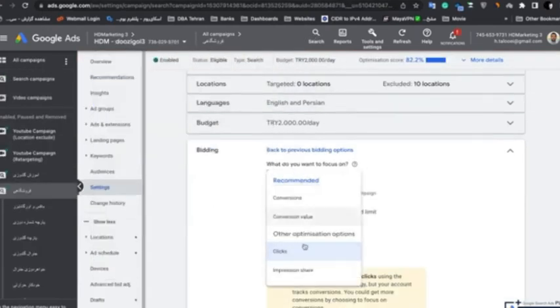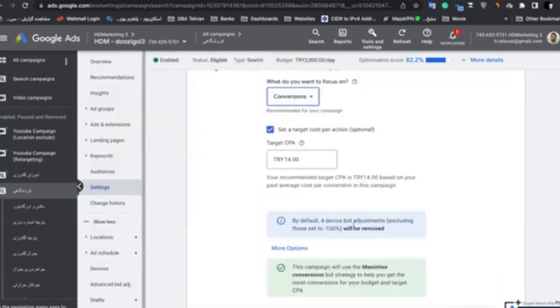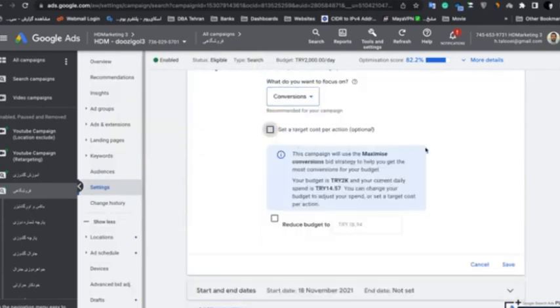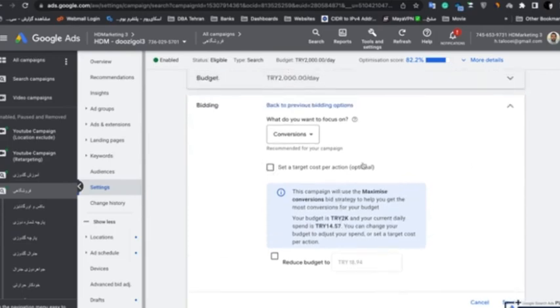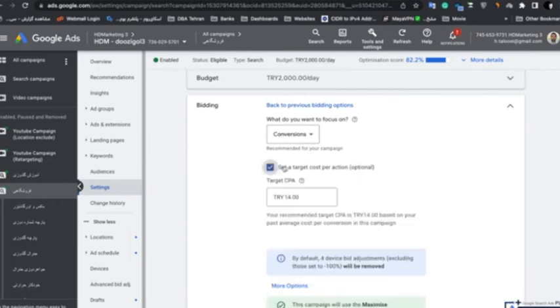If I set it to conversion here, do you see? If I don't check this box, guys, its suggestion is that it says your budget is this much, daily spend is this much, and you can change your budget. Oh, its options are not shared. Yes, welcome. When I check the box, it gives the suggestion of 14 per conversion, guys. Here, it does the acquisition.